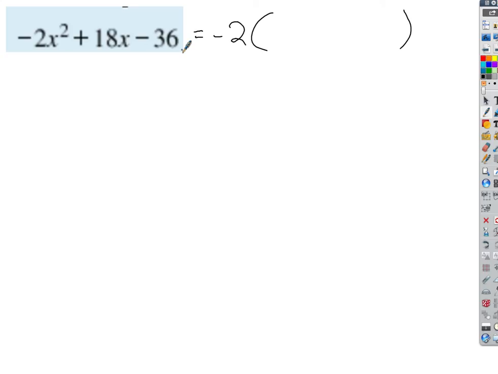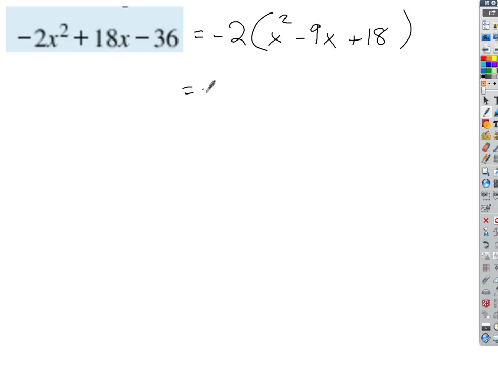Now what's left over? Negative 2 times what is negative 2x squared? X squared. Negative 2 times what is positive 18x? Negative 9x, right? And negative 2 times what is negative 36? Yeah. Everybody agree? Okay, look what we did. This made it easy. We've got the negative 2 out front, but now we don't need bottoms up. This is just a regular kind, right?